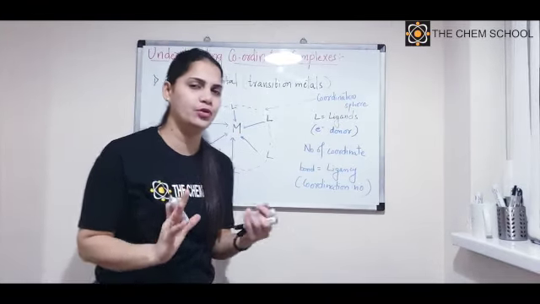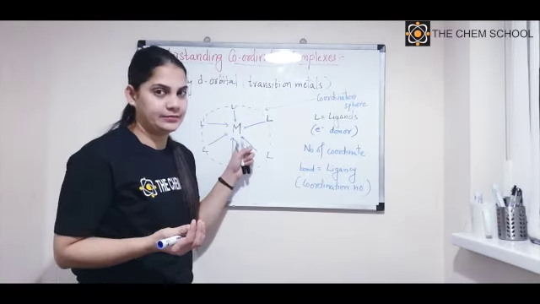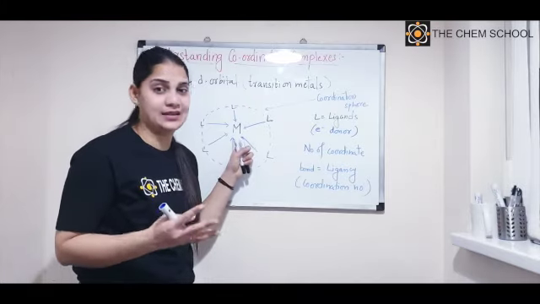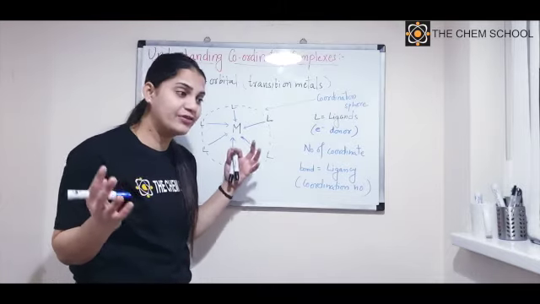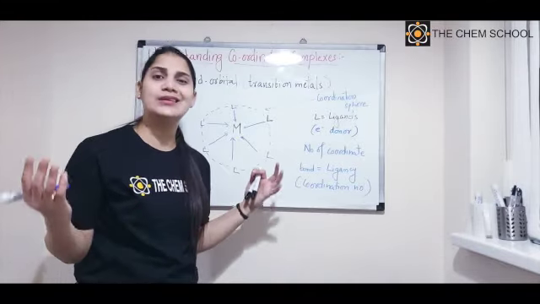Let's make it simple. Now, apart from this, the metal is a cation. I repeat, the metal is a cation. So it can attract different ions on its surface. It can attract positive ions as well as negative ions.